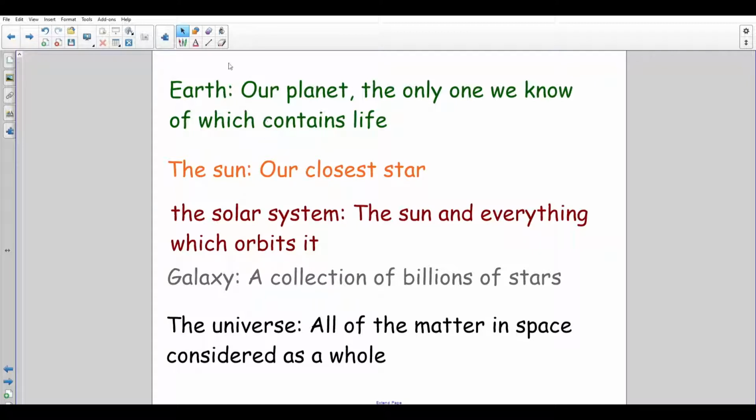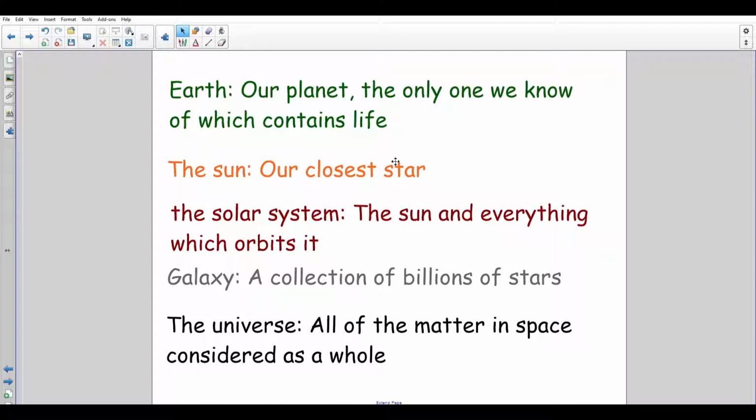Now, what we just said about the Earth, it's not the only planet in the universe, okay? And the Sun is by far not the only star, and there's nothing special about it. It's a very average star. We're a very average planet around a very average star. It just happens to be the star that's closest to us, which is why it's special for us.